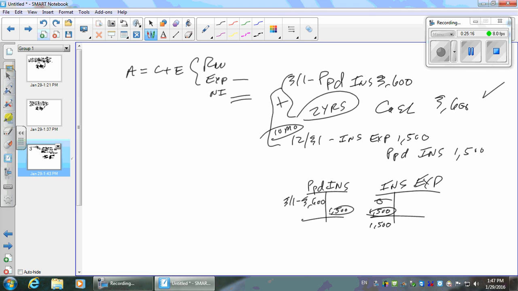If I asked you for this entry, could you do it? Of course. If I asked you what the ending balances are in each of these accounts, could you do it? Of course. Oh, that's all kinds of stuff like that. What's the ending balance at December 31st here? 2,100.